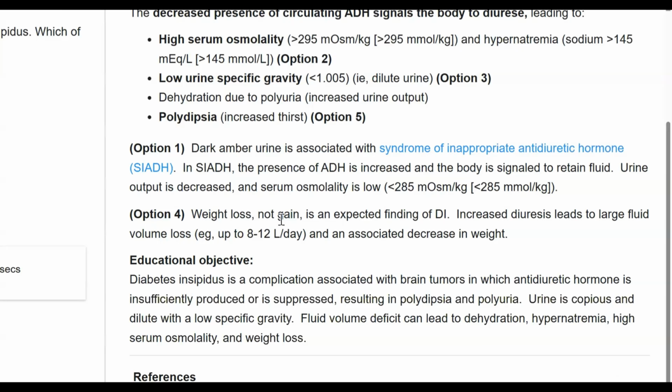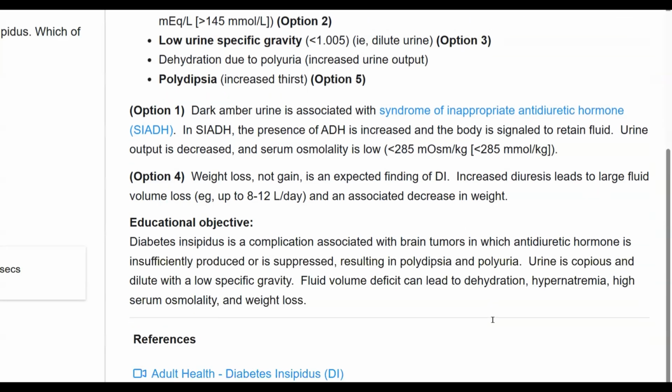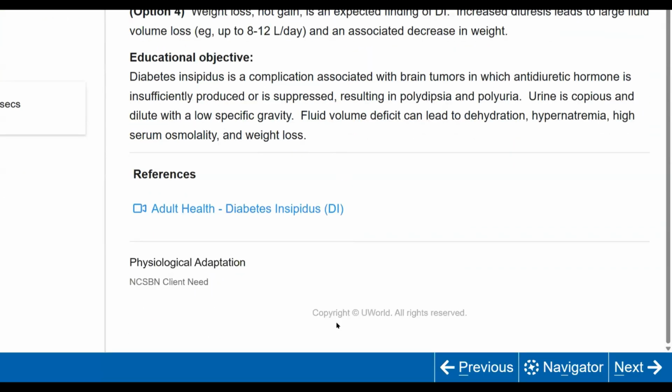So as an educational objective, diabetic insipidus is a complication associated with brain tumor in which ADH hormone is insufficiently produced or maybe suppressed. That can result in polydipsia and polyuria. So urine is copious, that is an increased amount, and diluted with a low specific gravity. Fluid volume deficit can lead to dehydration, hypernatremia, high serum osmolality and weight loss. So next question.